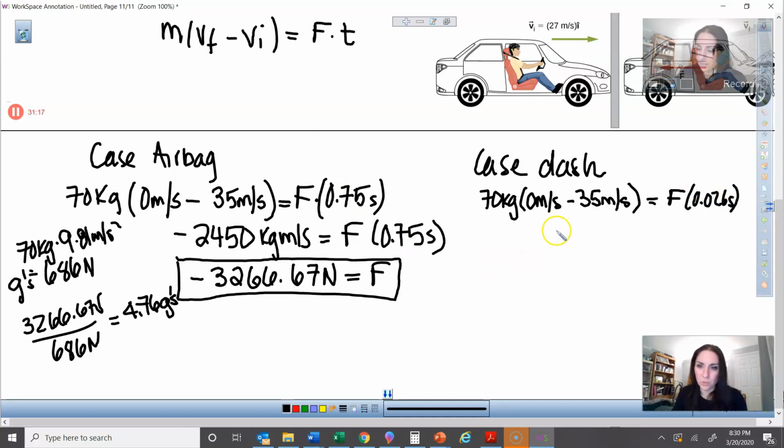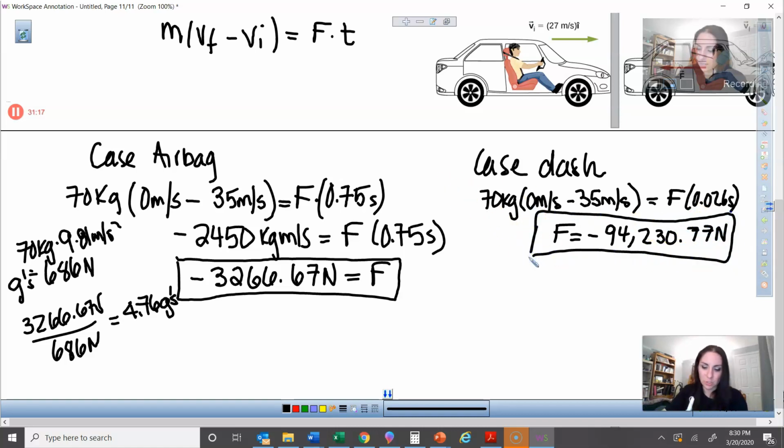So I'm going to be much quicker with this calculation and just go right to the force. So 2450 over 0.026, negative, 94,230.77. Crazy high newtons. How many G's is that, you ask? I don't know, 137.36 G's.